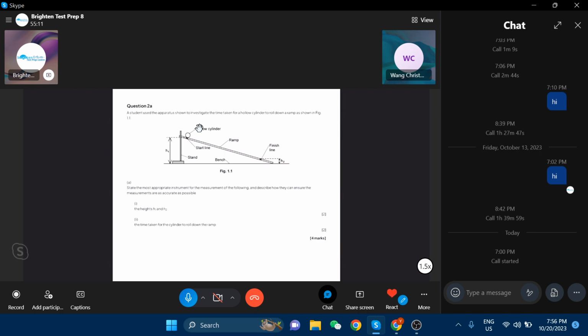A ruler. Okay, straightforward. Take a ruler, and how do we ensure that the measurement with the ruler is now as accurate as possible? Measure it multiple times and get the mean. Okay. What else would you say?